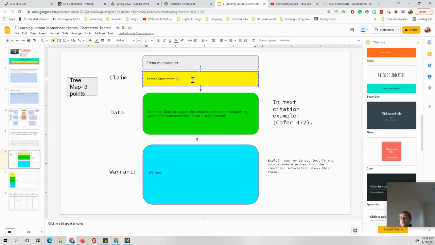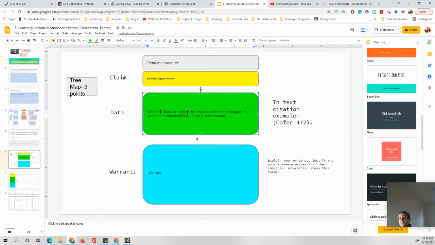You're going to pull your theme statement. So maybe you're going to think about a theme about prejudice. So maybe that individuals can show prejudice when they don't want to learn from others. That's just something I came up with off the top of my head. That's what you're going to write down here, your theme statement. This is going to help build your claim.